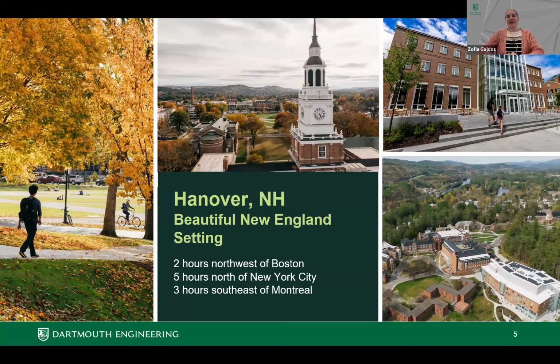So Dartmouth is located in Hanover, New Hampshire. It's this gorgeous little New England town, about 2 hours northwest of Boston, 5 hours north of New York City, and 3 hours southeast of Montreal. Dartmouth is one of the members of the Ivy League and consistently ranks among the world's top academic institutions.